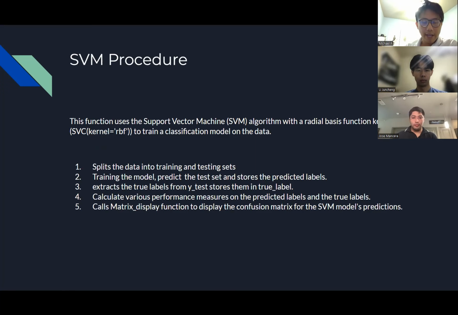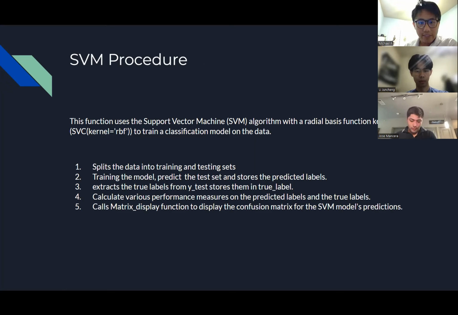And the second one that we have is the support vector machine procedure. Same thing: split the data into training and testing as the first step, then train the model, predict the test data set, and store all the labels. Of course, we extract all the true labels so that we can match them up with the predicted labels. We don't want to cause any confusion.